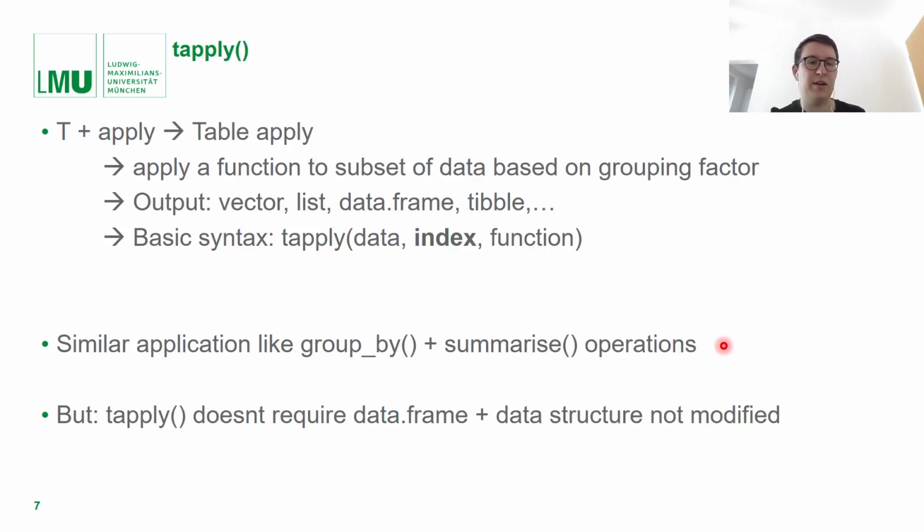And then ultimately, of course, the function that we want to apply to each of these subgroups. Just 2 more points. It's a very similar application to group by combined with summarize operations. So why would we even need the tapply function? Well, it doesn't require a data frame. You can also give it another object. And the data structure is not really modified. So if we use group by and summarize operations, sometimes we get a tibble as an output and we save it like this. If we use tapply, the data structure is not really modified. So even though group by and summarize is already really powerful, there might be some applications for the tapply function.